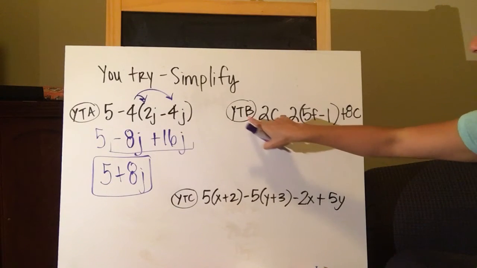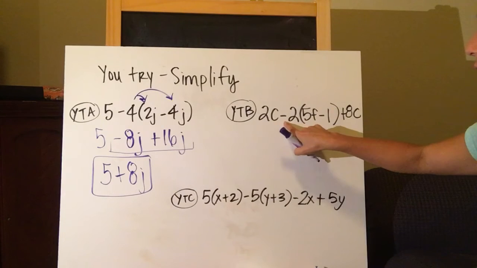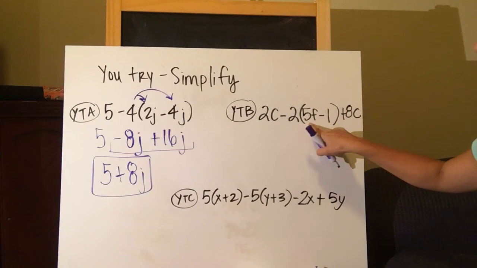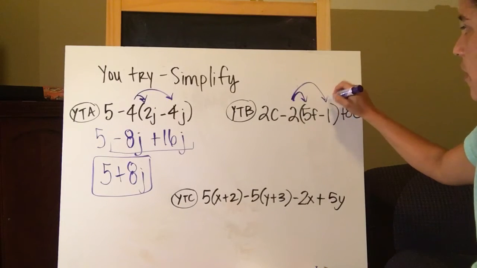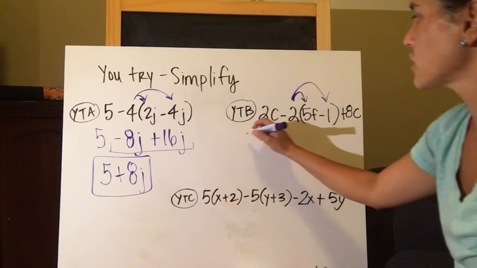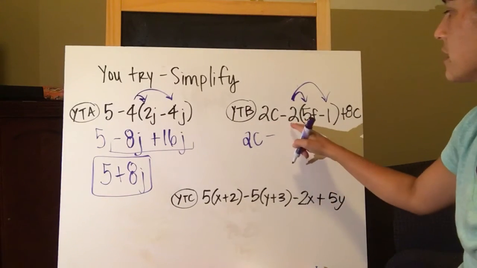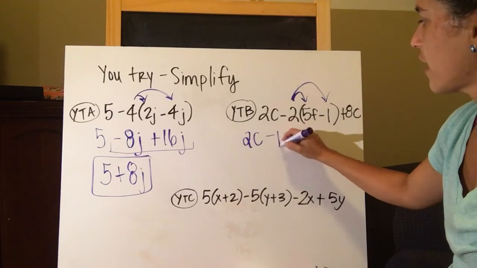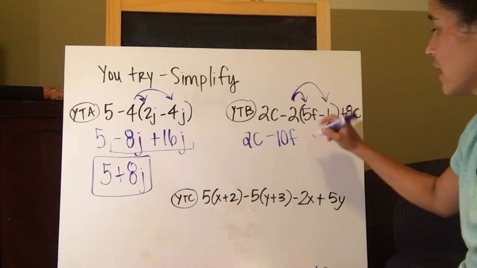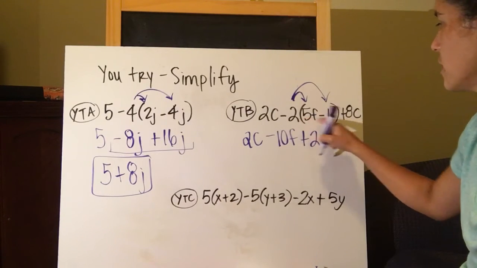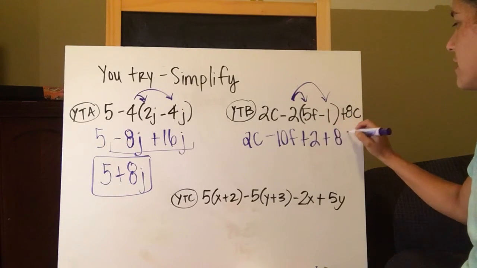Example 2b. You try B. 2c minus 2 times 5f minus 1 plus 8c. So I'm going to distribute this negative 2. Negative 2 times 5f is negative 10f. Negative 2 times negative 1 is a positive 2. And then I bring down my 8c.